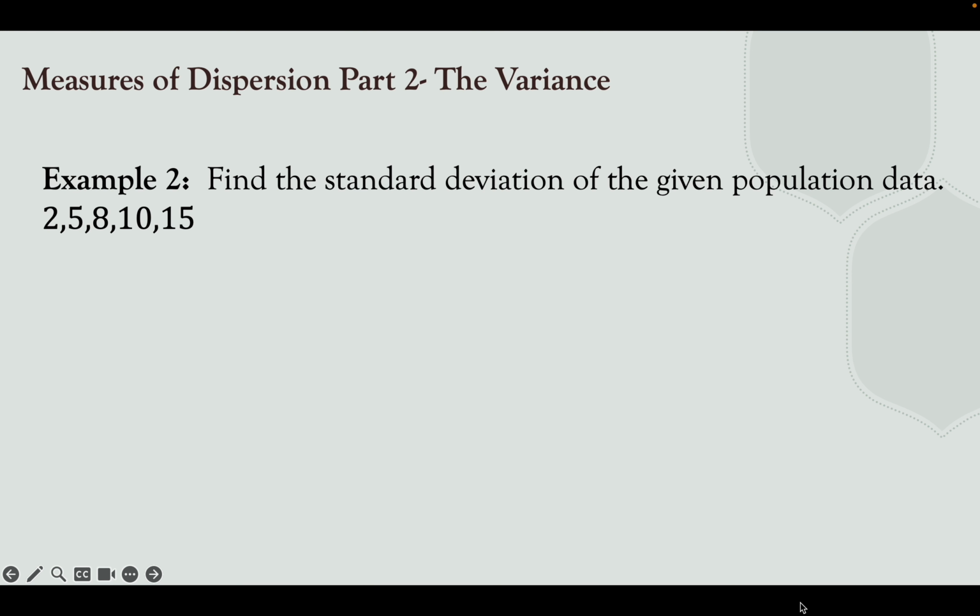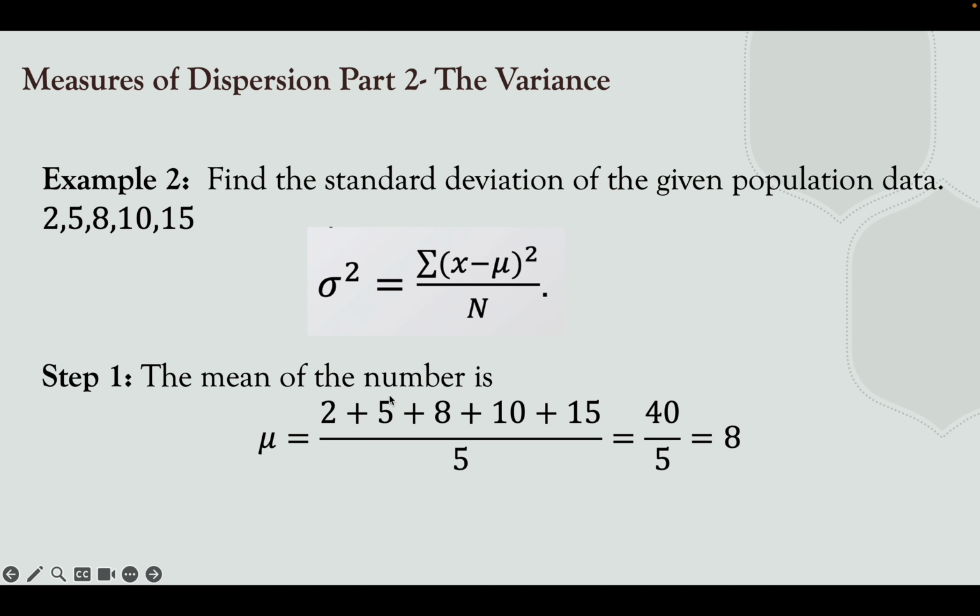We have example number 2. Find the variance of the given population data. We have 2, 5, 8, 10, 15. So it's stated the given population data. So in finding the variance of the population, class, we use the summation of your squared deviation over n. So step number 1, we need to find the mean. So add all the given data, divide by the number of data.